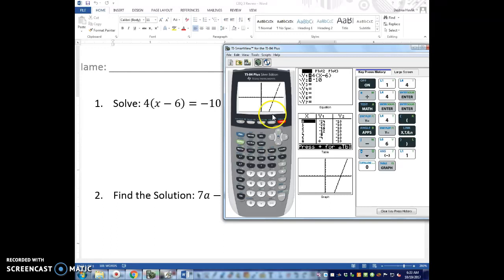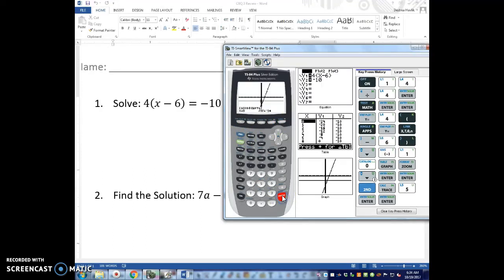You have to be able to see where the lines cross. We can see it here. But if you're not able to see it, you hit zoom, zoom out, and then you hit enter, and it'll zoom out for you so that you can see where the lines cross right there. Now, to find where your point is, you would hit second, trace, 5, enter, enter, enter. So it says intersection, because that's where they cross.